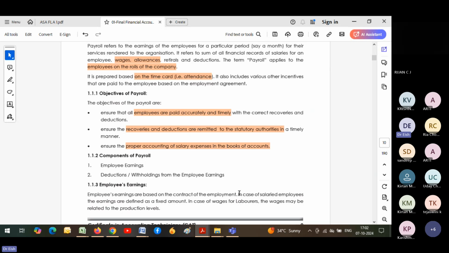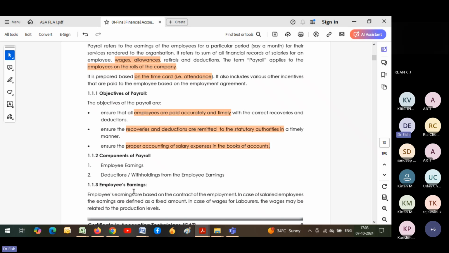Components of payroll are divided into the employee's earnings, whatever is the employee's earnings that is reflected by the company, and whatever are the reductions or withholdings from the employee's earnings. For example, the PF, the ESI, and TDS. And for example, the professional tax. These are the monthly deductions. But professional tax is payable in some states. Some states don't have the professional tax.